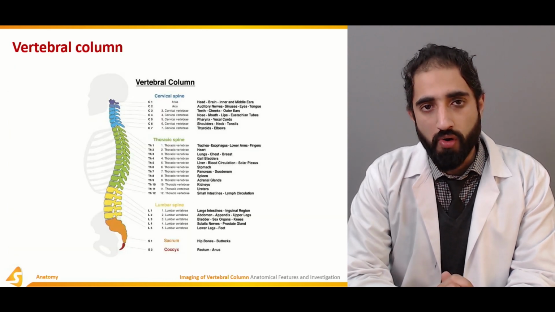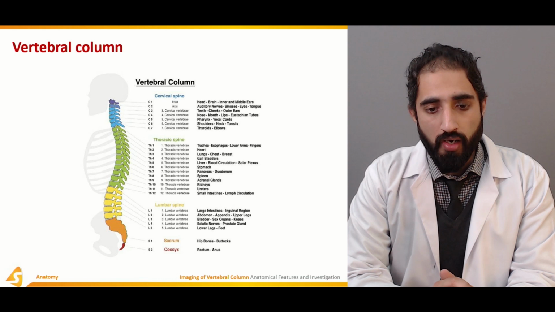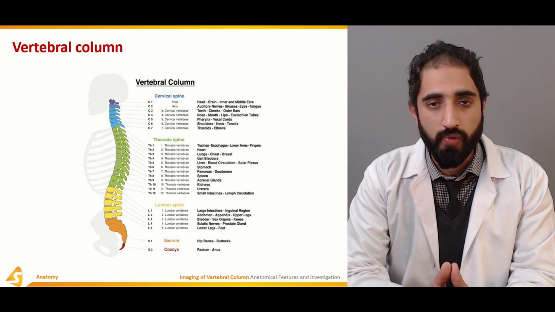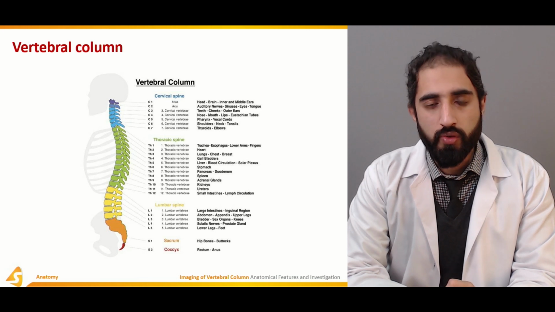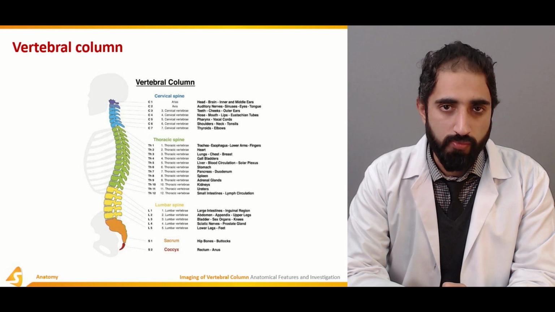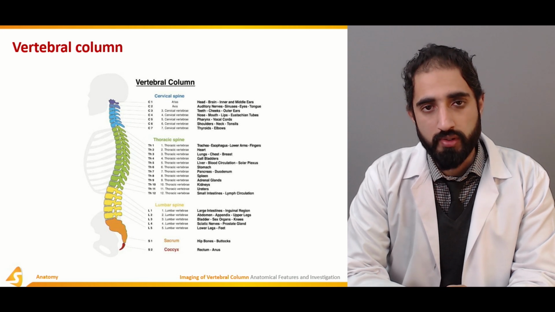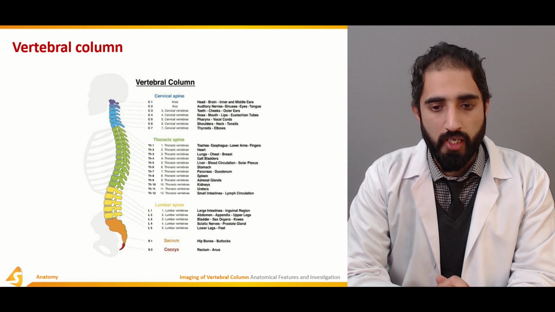So starting off, we're going to talk about the vertebral column and a brief overview of the anatomy. There are a total of 33 vertebral segments in the spine or the vertebral column. Talking about the cervical spine, we have 7 vertebrae, C1 to C7. We usually have C1 to C8 in terms of spinal segments, but that does not mean that we have 8 vertebrae in the cervical spine. We only have 7, but we have 8 spinal segments.